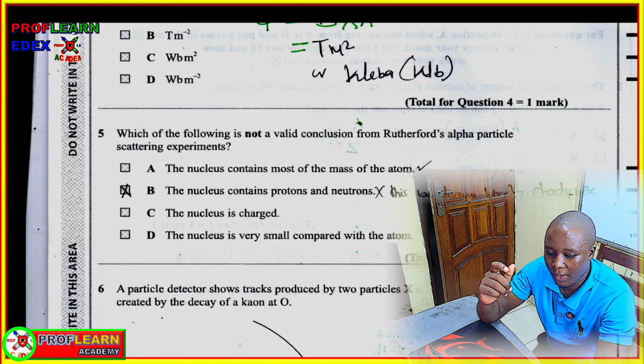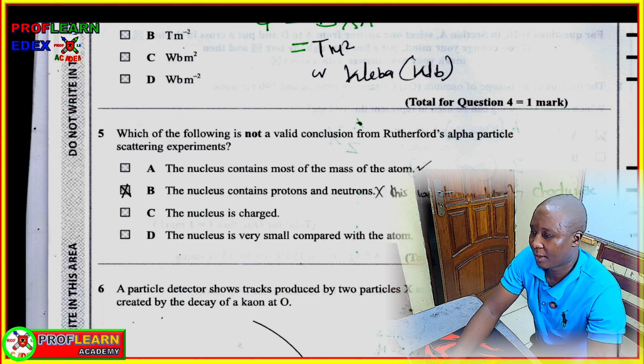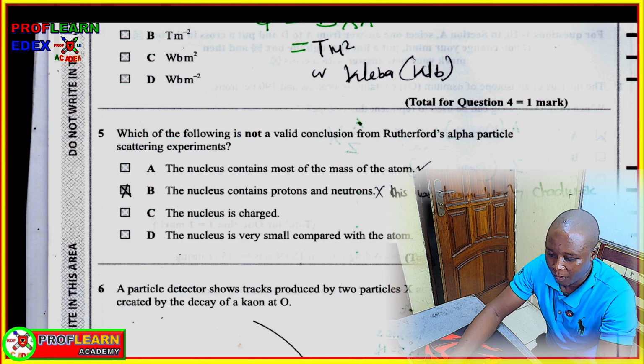One of the conclusions that was not confirmed was the conclusion about protons. That the nucleus contained protons and neutrons was shown later by Chadwick. So that was not correct.